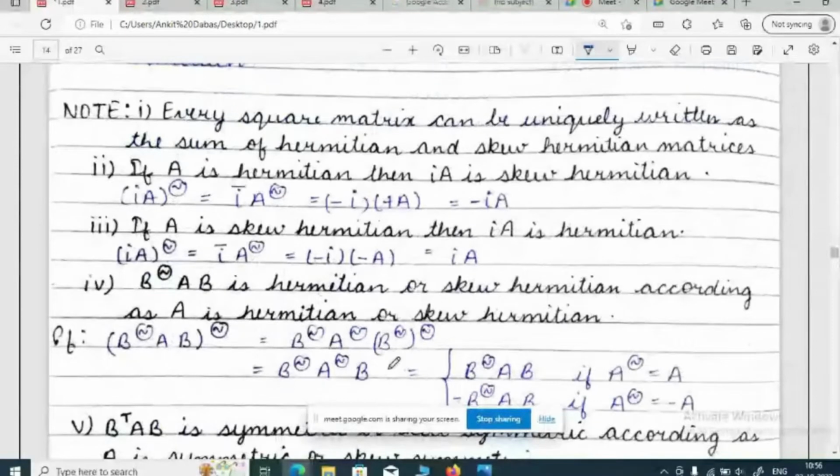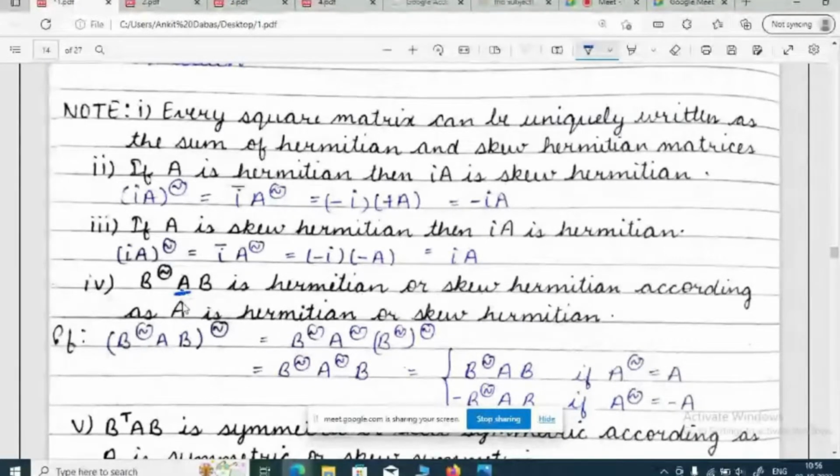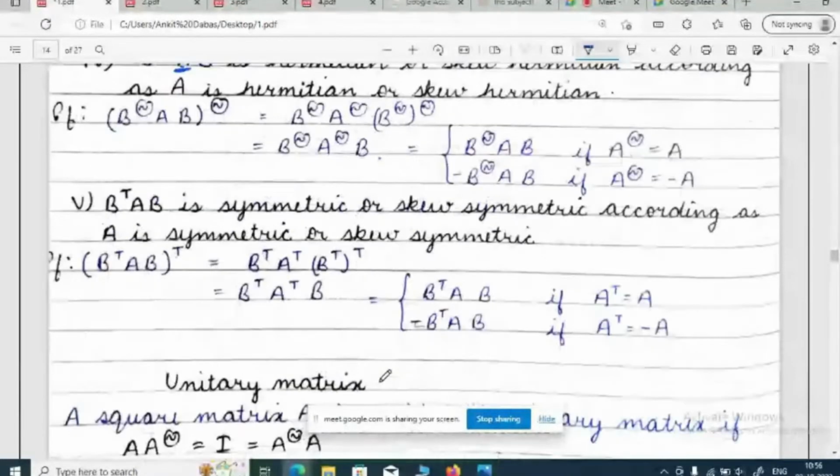These are some of the properties that can be used directly. If A is Hermitian, then iota A will be skew Hermitian. If A is skew Hermitian, then iota A will be Hermitian. Next, B tranjugate A B will be Hermitian or skew Hermitian depending on whether the middle term, that is the A matrix, is Hermitian or skew Hermitian. It will depend on this one. This is similar to symmetric and skew symmetric matrices.